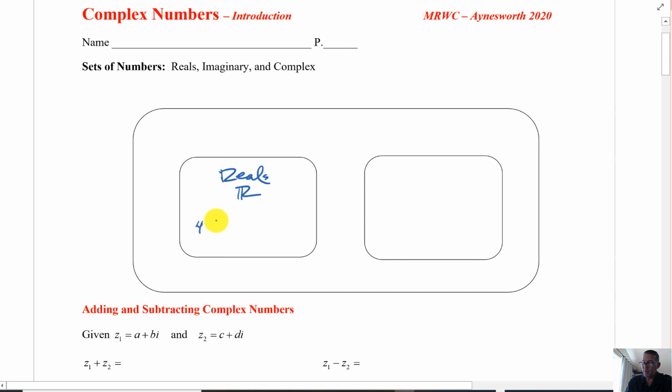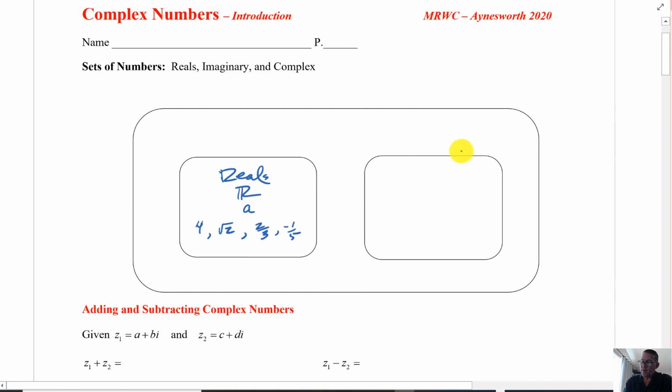Some examples of reals are 4, root 2. They could be rational, so 2/3, let's say. 4 is rational as well. They could be negative as well, so you can have, let's say, negative 1/5. Those are all real numbers, whether they're rational or irrational. And in general, we're going to call them A. A represents any real number here.